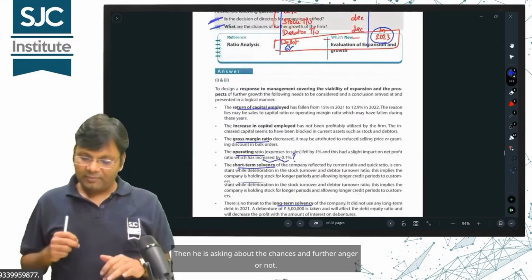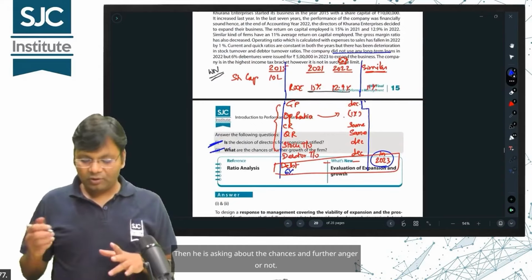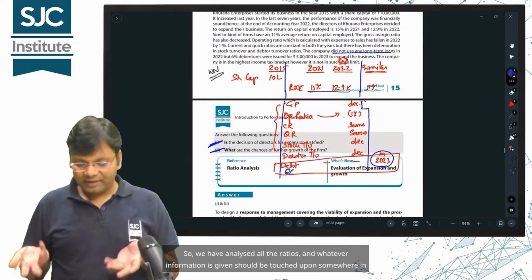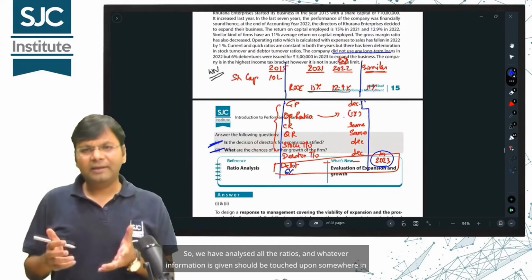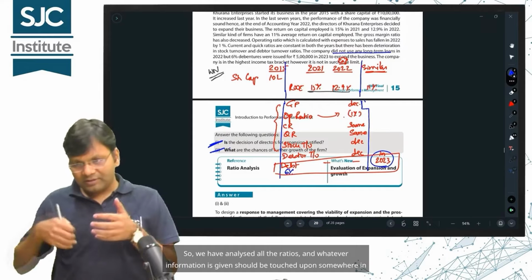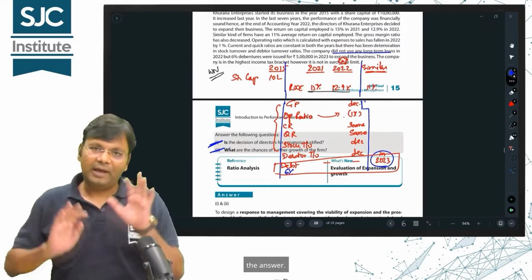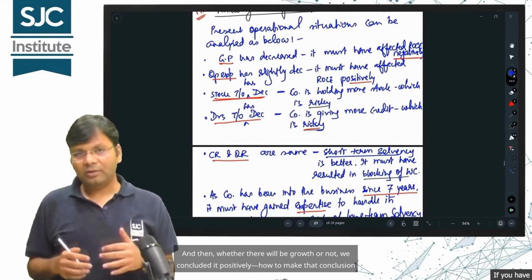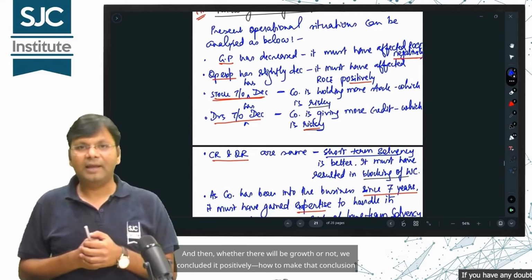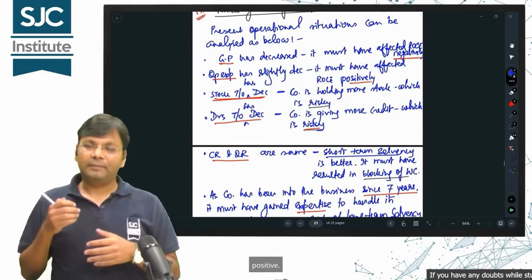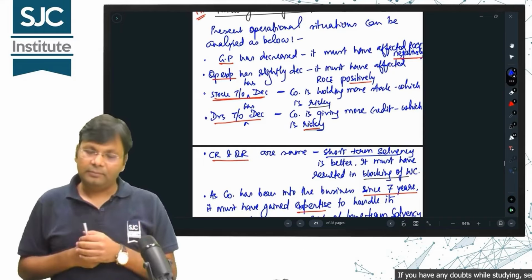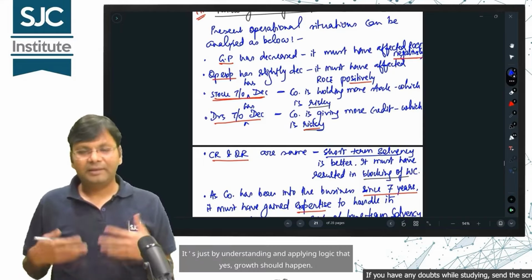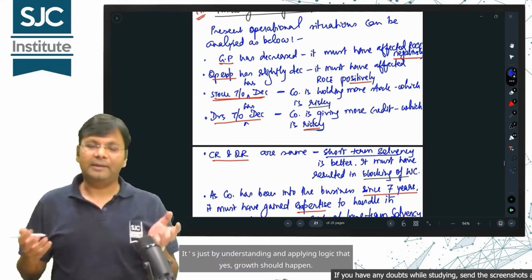Then he is asking about the chances of further growth or not. So, we have analyzed all the ratios, and whatever information is given should be touched upon somewhere in the answer. We have a protocol for exams. So, we analyzed the situation and wrote comments for everything. And then, whether there will be growth or not, we concluded it positively. How to make that conclusion positive? How did we find this out? It's just by understanding and applying logic that yes, growth should happen.